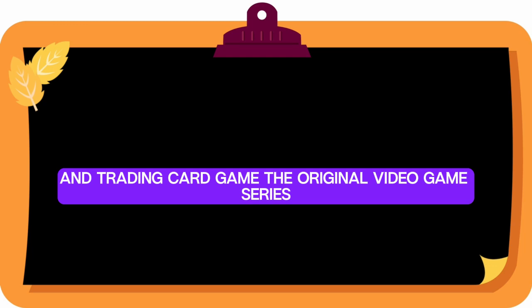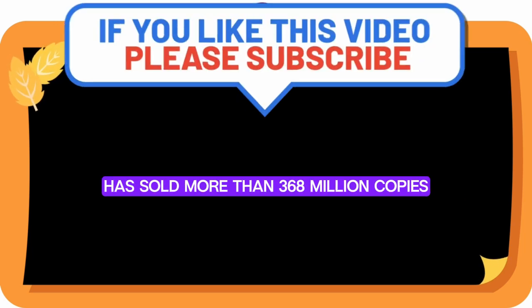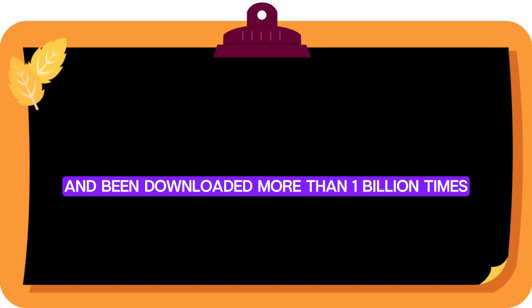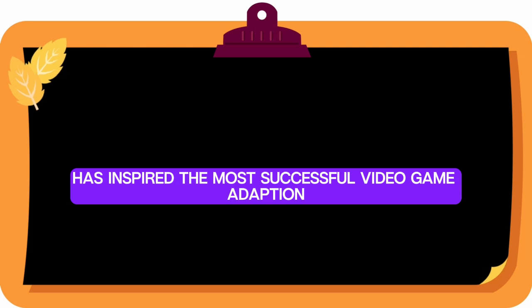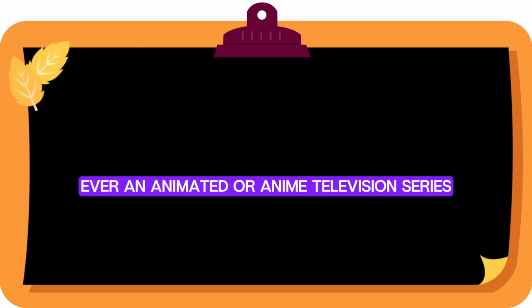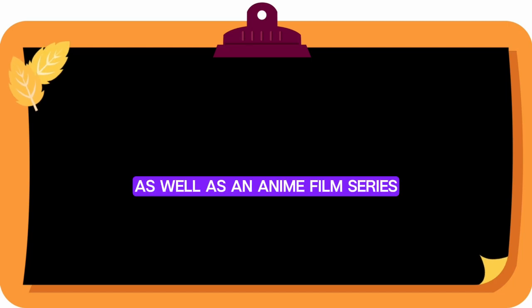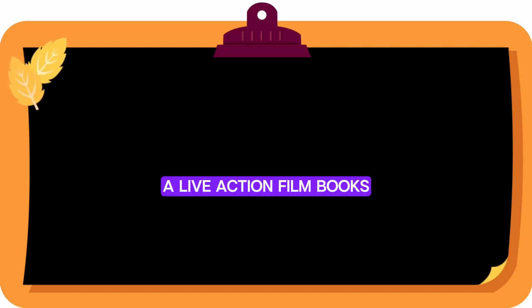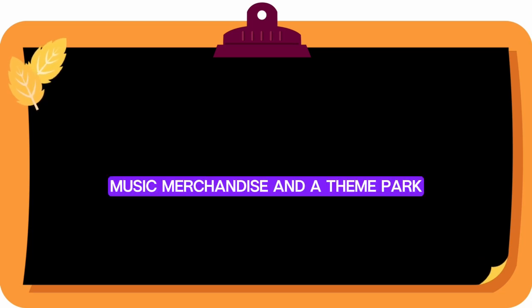The original video game series has sold more than 368 million copies and been downloaded more than 1 billion times. In addition, the Pokemon universe has inspired the most successful video game adaptation ever, an animated or anime television series that's been broadcast in 169 countries, as well as an anime film series, a live-action film, books, manga comics, music, merchandise, and a theme park.